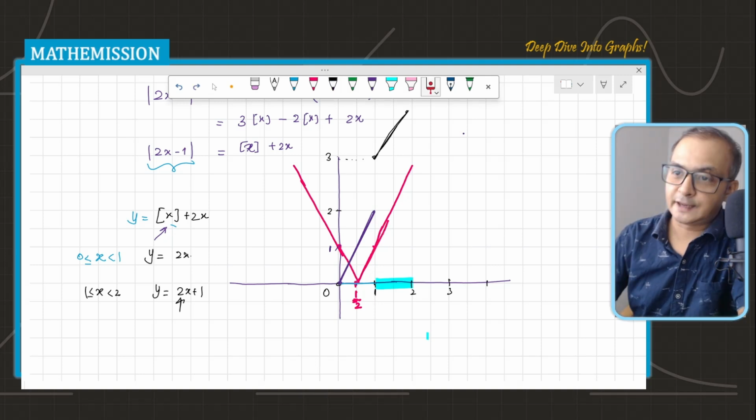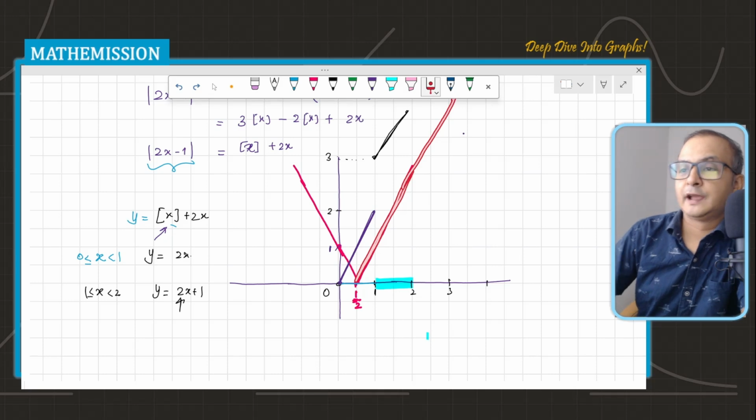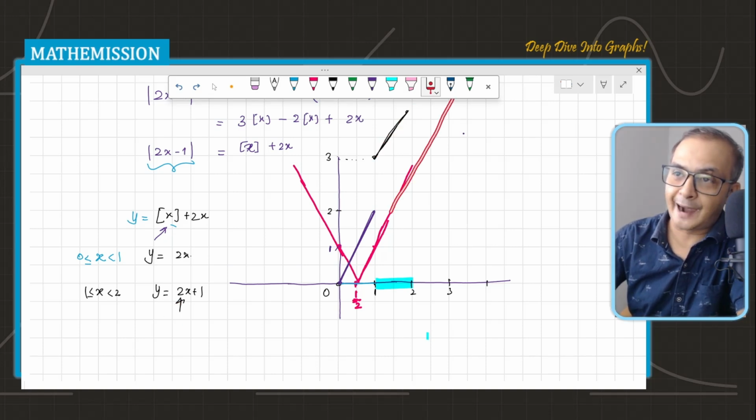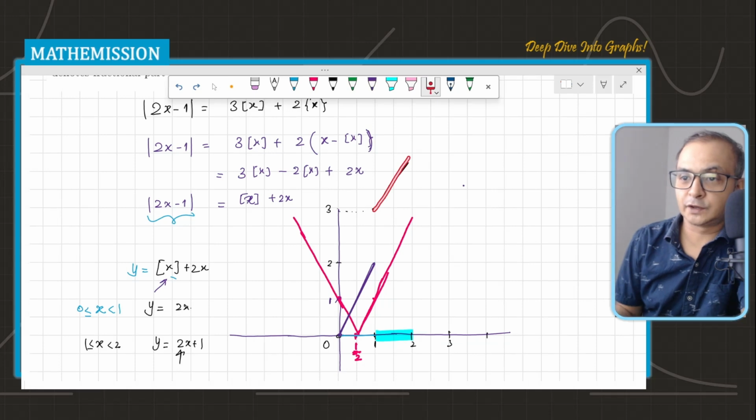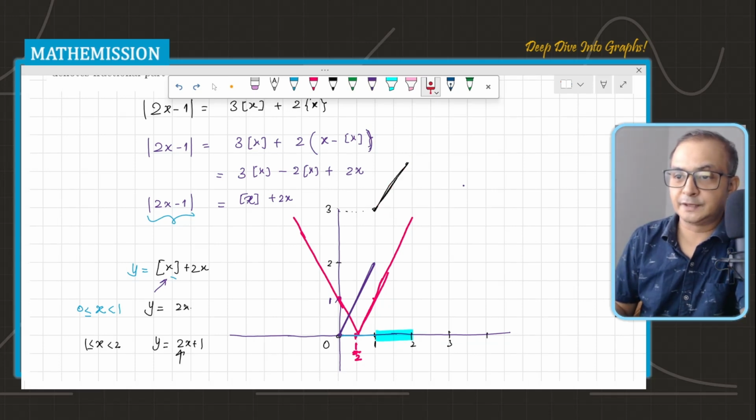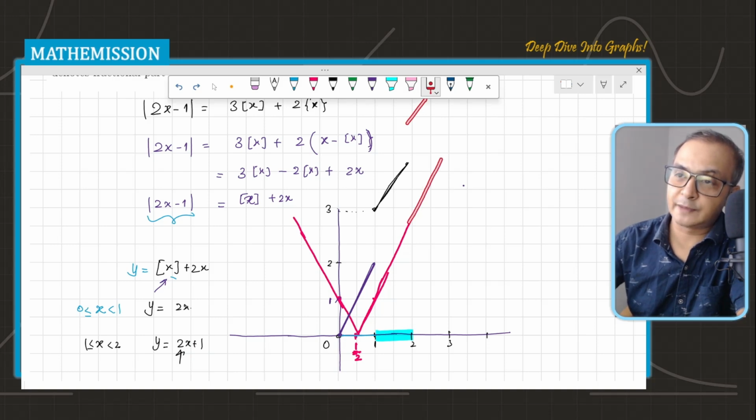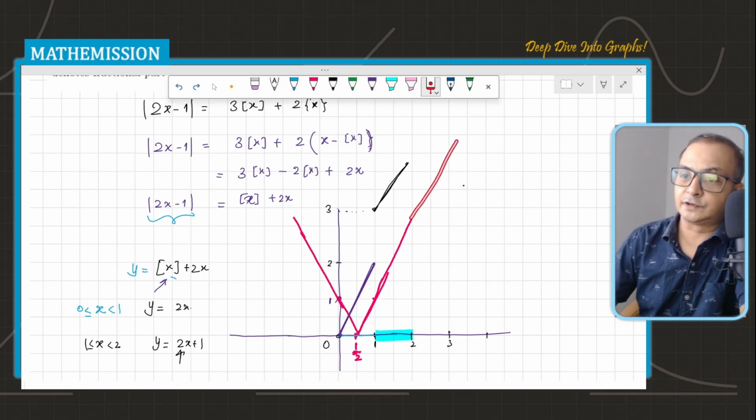So you can see that this branch had the slope 2, and after that the line is maintaining the slope 2 every time. So these two lines will become parallel in each of such graphs we draw for the next interval of the integer. So for 2 to 3, again this will become 2x plus 2. So it will start from somewhere here, but will maintain the same slope, which is parallel to this branch of the mod 2x minus 1. So it will never be intersected after this intersection. So there's only one intersection happening here.